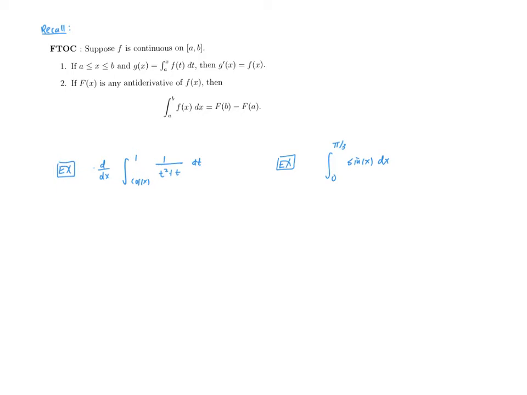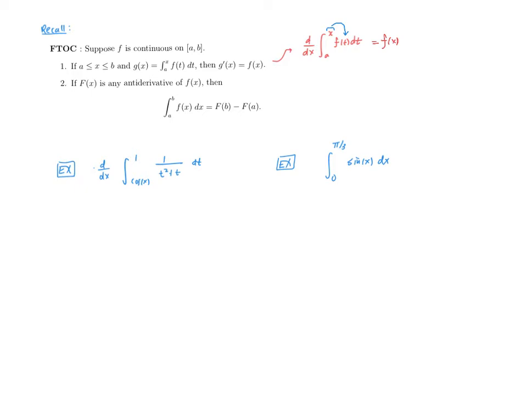The fundamental theorem of calculus does have an overall hypothesis. We need to be dealing with a continuous function on that closed interval from a to b. And then if that is the case, the first part can be written most conveniently as the derivative of the definite integral from a to x of f of t dt is simply equal to f of x.